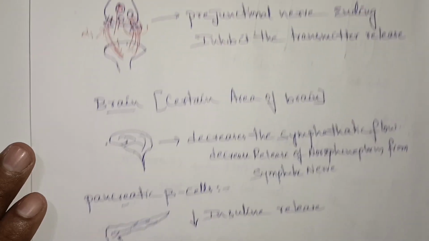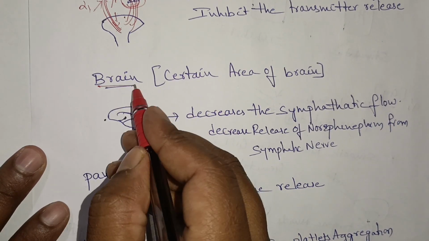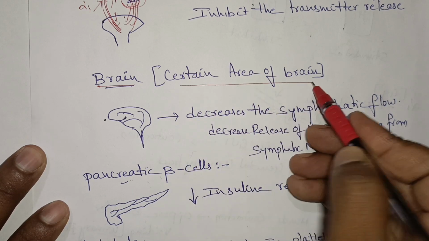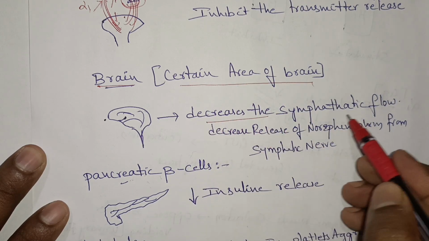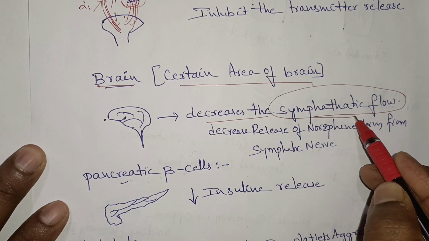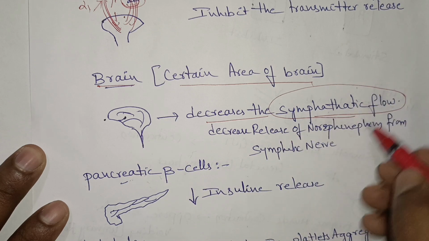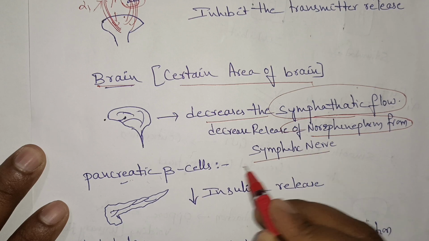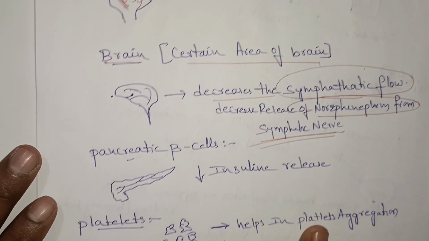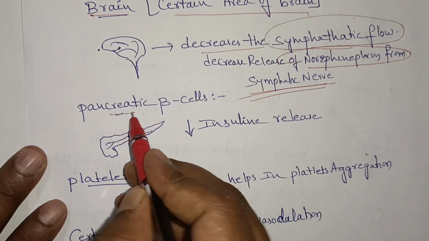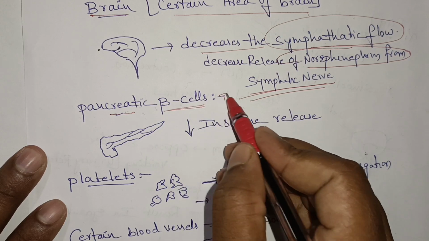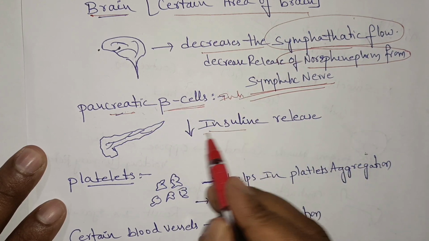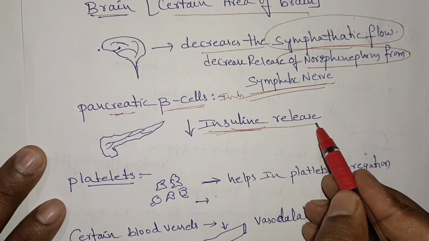Then it is also found in the brain. Due to the inhibitory nature, it decreases the sympathetic flow, meaning there is a decrease in the release of norepinephrine neurotransmitter from the sympathetic nerve. Then it is also found in the pancreatic beta cells. Due to its inhibitory action, it inhibits the release of insulin.